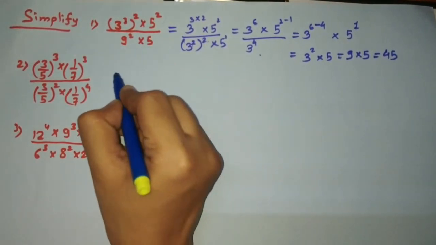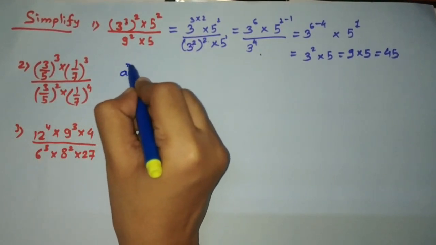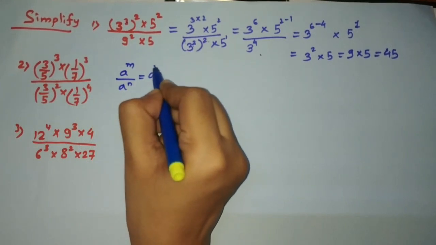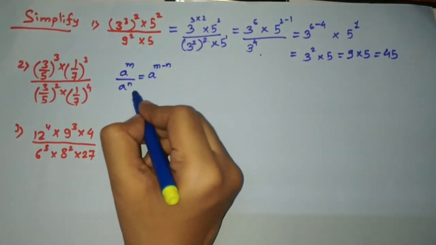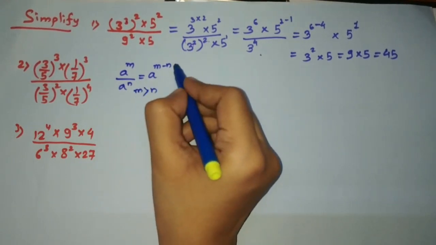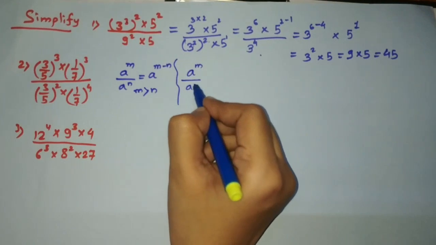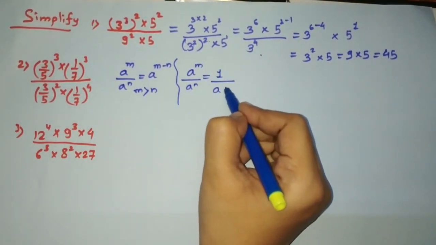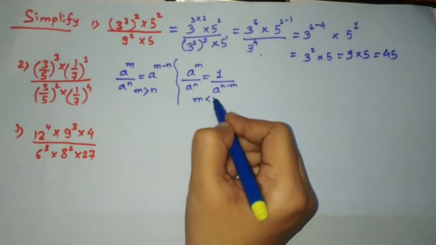Friends, now observe here. I am going to use your law a to the power m divided by a to the power n, which is equal to a to the power m minus n when this m is greater than n. And one more law, I have a to the power m divided by a to the power n, which is equal to 1 upon a to the power n minus m when this m is less than n.